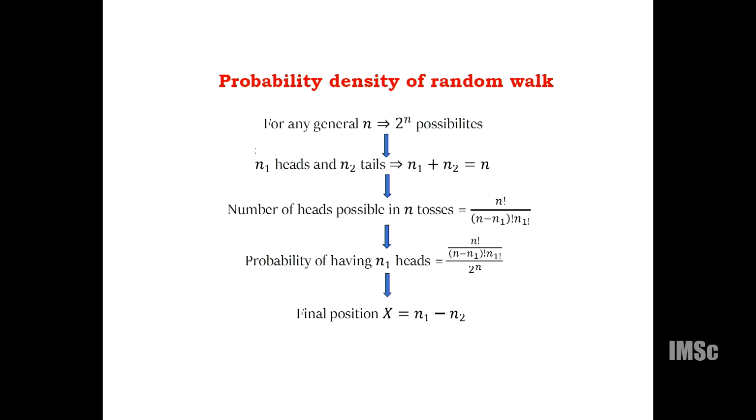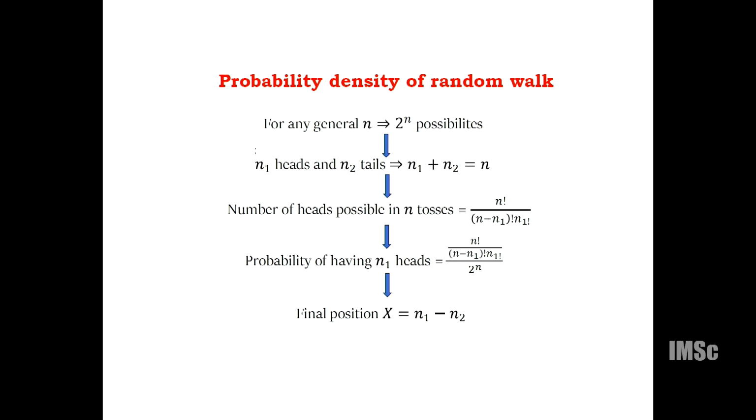After any general number n of coin tosses, there are 2 to the power n possibilities. Why? Because each coin toss has 2 possibilities, head and tail, so if you toss n times, you have 2 to the power n possibilities. Out of that, let's assume we got n1 heads. How many ways can you get n1 heads? It's given by simple combinatorics by this number. Then you can easily calculate the probability of getting n1 heads out of n coin tosses, which is given by this number divided by the total number of possibilities, 2 to the power n.